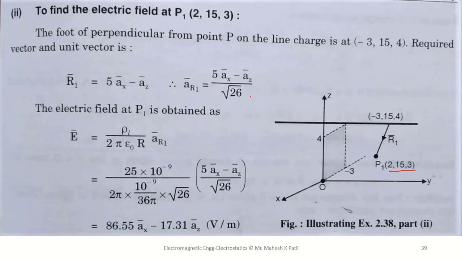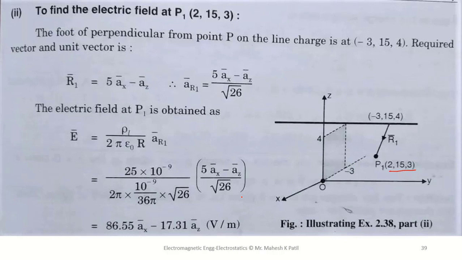root 26. Now the electric field intensity due to line charge is rho L upon 2 pi epsilon naught r AR bar. Now put all these constant values and put this distance r and unit vector AR. So we are going to get this expression. Simplify this and the final answer is 86.55 AX bar minus 17.31 AZ bar volt per meter. So this is the electric field intensity due to line charge.